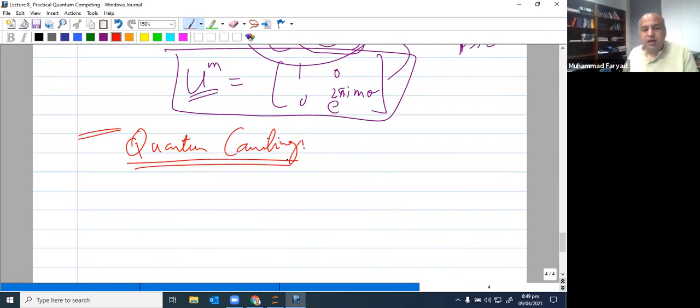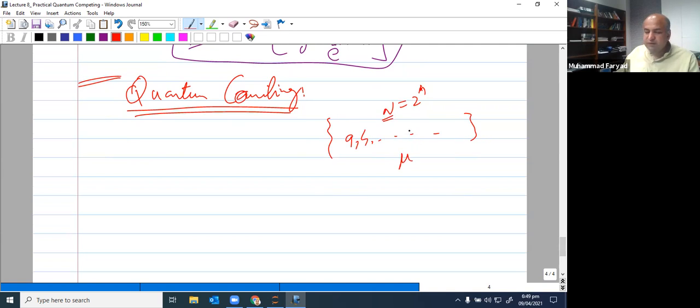So in the quantum counting algorithm, our goal is to count the number of solutions that can be found using the Grover search algorithm. So essentially, if we have a database where the total number of elements is N, which is 2 power n, where small n is the number of qubits needed to compute this N. And suppose there are mu solutions of our problem. So this R depends on N over mu. So that's why we need to find this mu to be able to know how many times the Grover iteration has to be done.